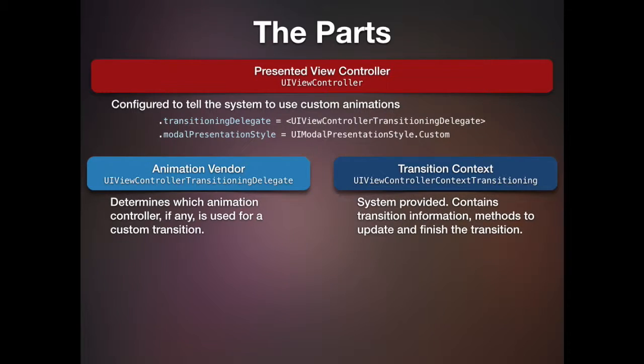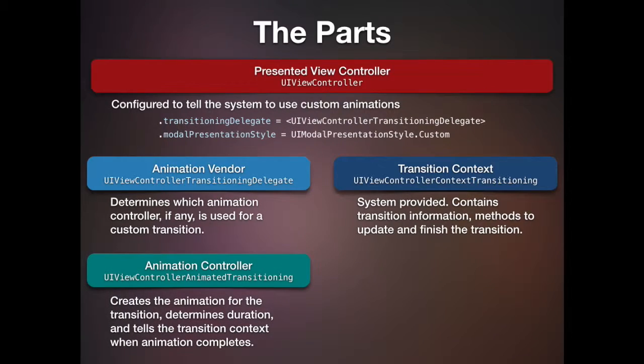The transitioning context is that system-provided object. This is going to be passed as a parameter into the methods of your delegates that implement the animation protocols. So basically, the transition context is going to tell us things like the view controller that we're going to, the view controller we're coming from, and the container view that both of them should be put in in order to perform the animation. It gives us a lot of things that we'll need to do our animations, and it's really important because we'll be interacting with it for pretty much every animation controller.